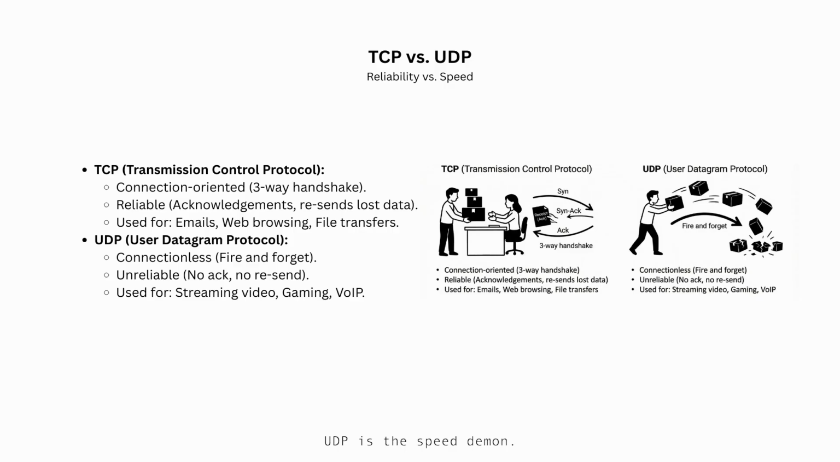UDP is the speed demon. It blasts data out. It doesn't check if you have got it. If a packet drops in a video call, you just see a glitch for a second and life moves on. That is why videos and gaming love UDP.